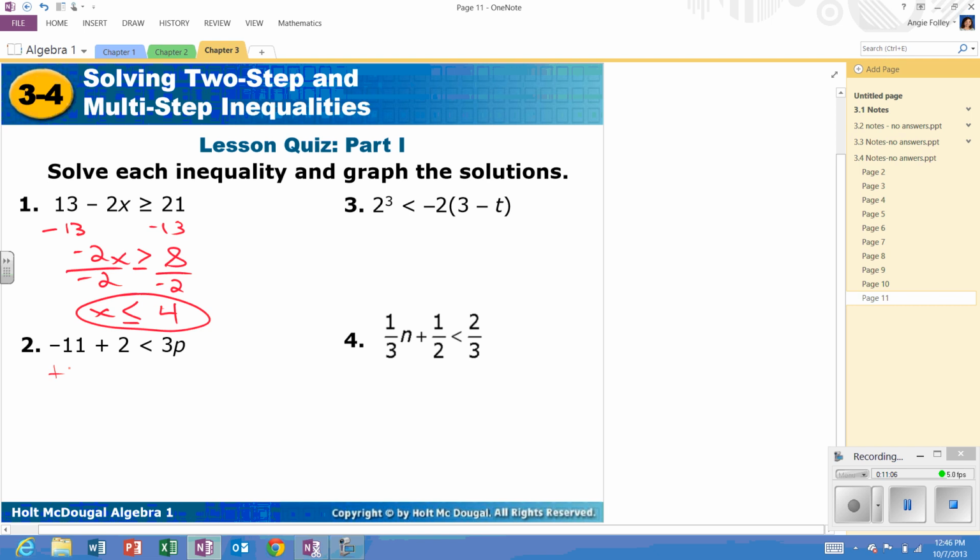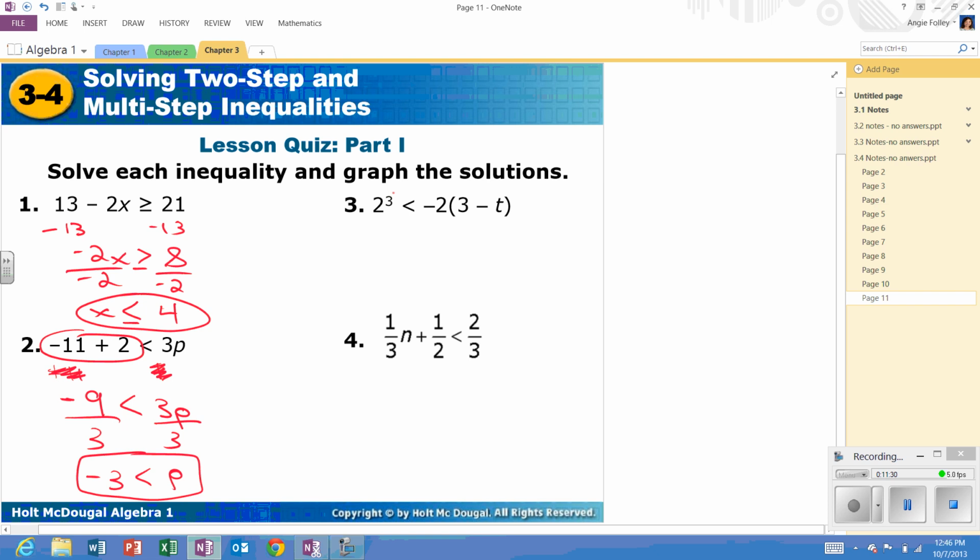For number 2, I'm going to add 11 to both sides. Or, sorry, not add 11. I'm going to simplify this side first. So -11 plus 2 becomes -9 is less than 3p. Let's get rid of that. I'm going to divide both sides by 3 to get p by itself. So then -3 is less than p.